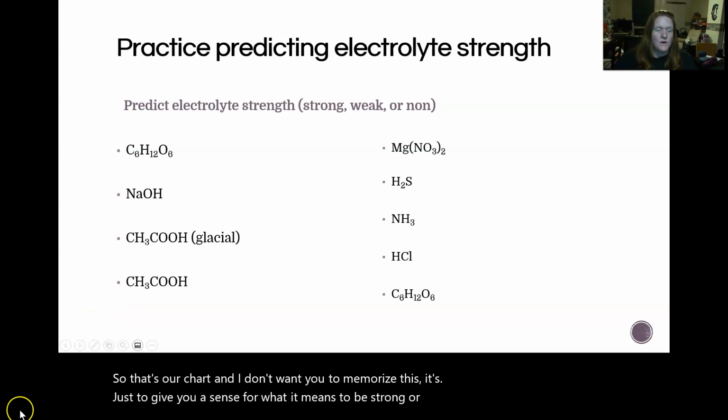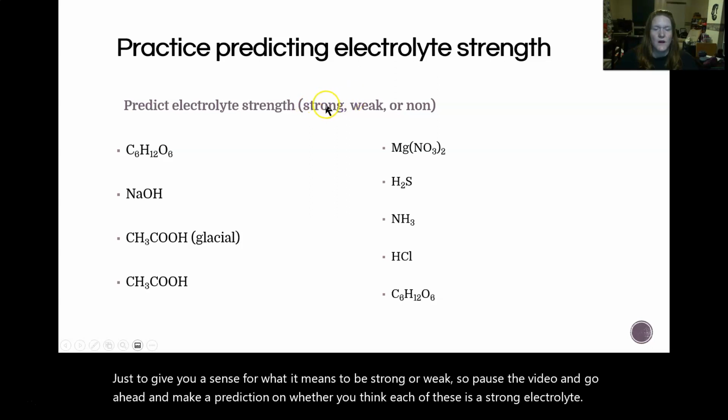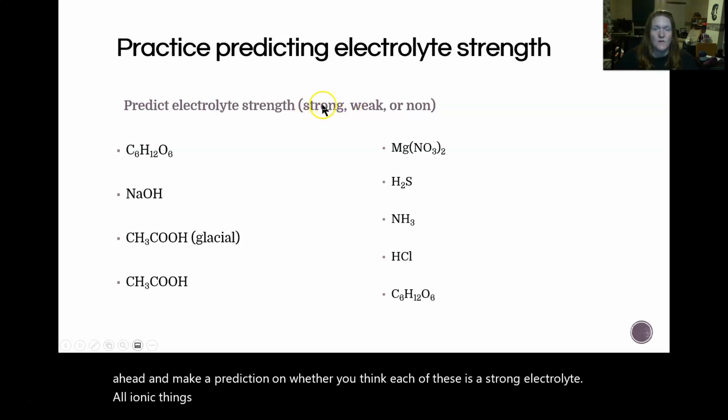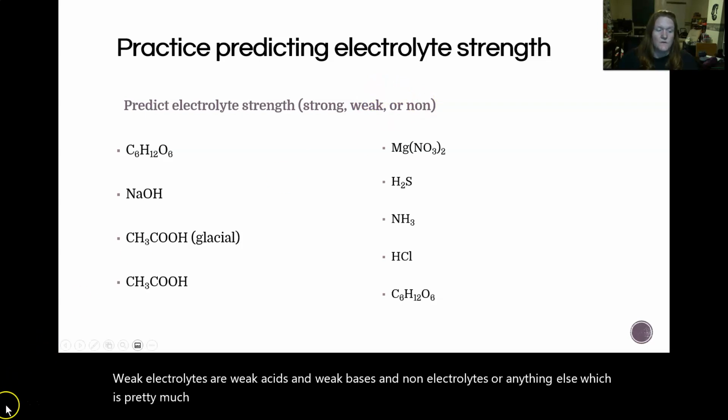So pause the video and go ahead and make a prediction on whether you think each of these is a strong electrolyte, weak electrolyte, or non-electrolyte. All ionic things are strong, and strong acids and strong bases are strong electrolytes. Weak electrolytes are weak acids and weak bases, and non-electrolytes are anything else, which is pretty much just covalent compounds. So pause the video and give it a shot.